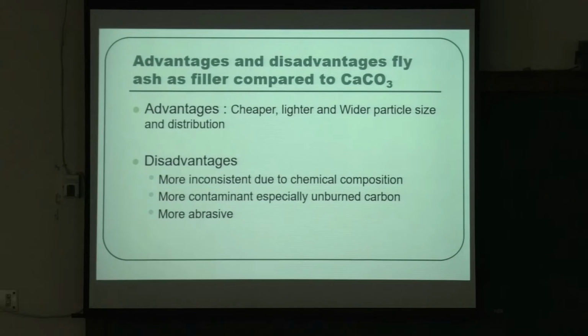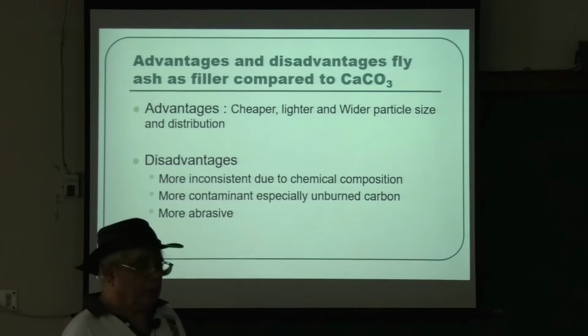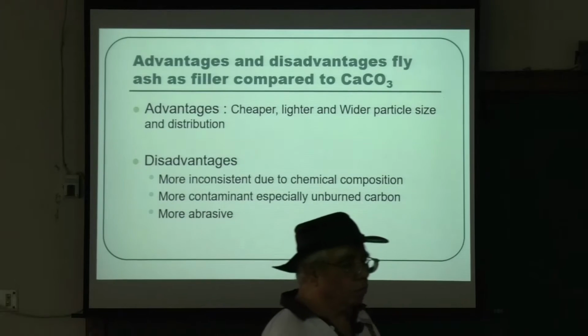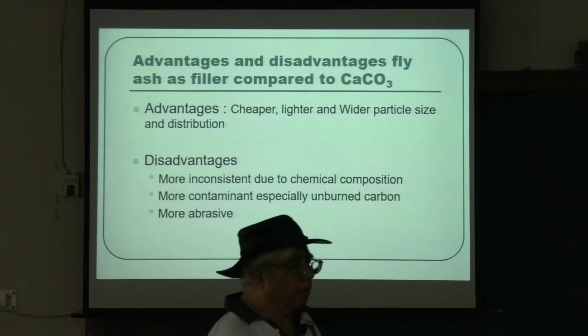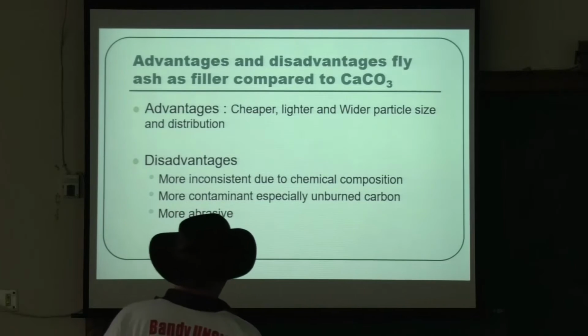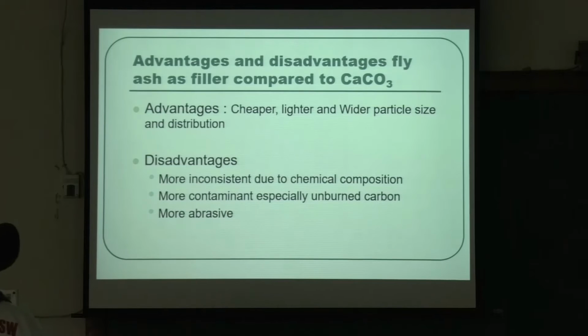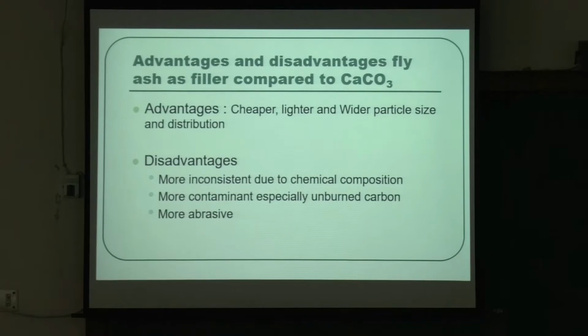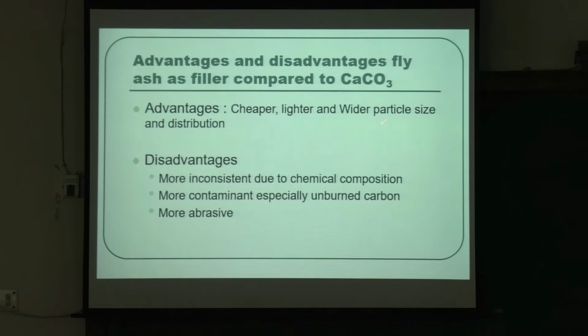Now, as you have seen, polymers have a lot of calcium carbonate. And calcium carbonate is quite light, but it's also quite expensive. And the advantage of fly ash compared to calcium carbonate is that fly ash is even cheaper, lighter, and has a wider particle size distribution. Disadvantage, more inconsistent due to chemical composition, more contaminant, especially unbound carbon, and more abrasive.